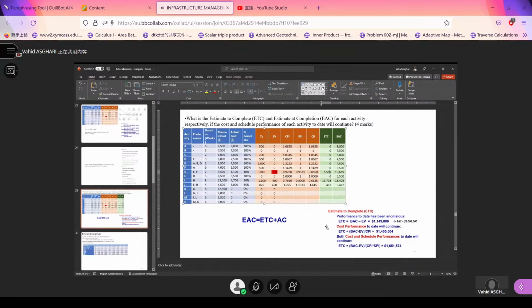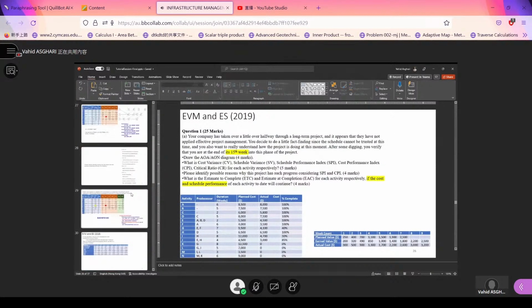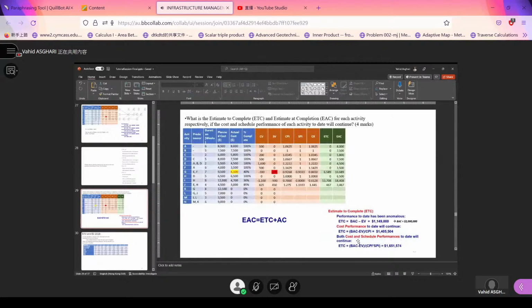It means that for activity G, I'm going to repeat it one more time, we have spent $4,100 for 40% of the job. How much are we going to spend for the remaining 60% if we are going to spend similarly? But the question said that if the cost and schedule performance are going to be the same. So if there is another assumption, you need to use another equation.